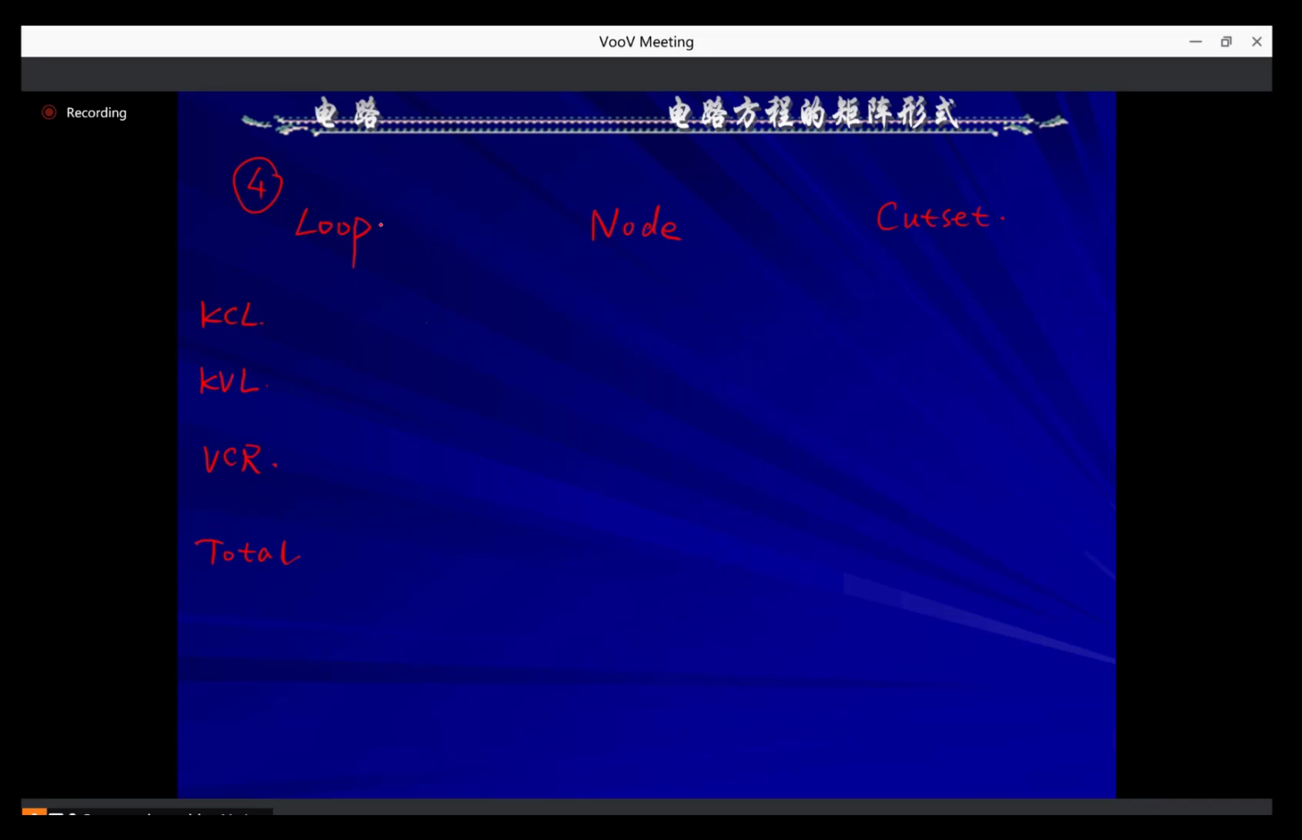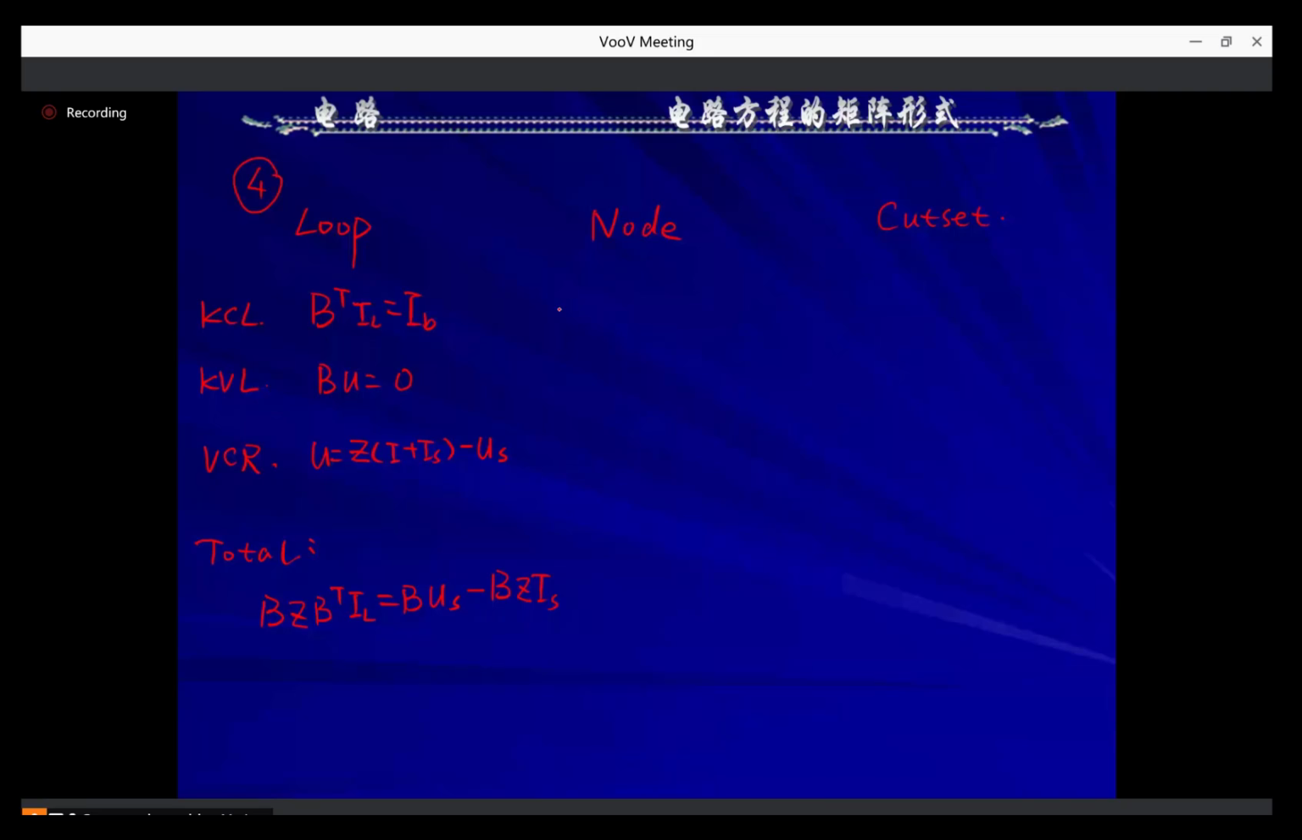For the loop current method, the KCL is B transpose IL equal to I, B. The KVL is B U equal to 0. The VCR is to use the current to express voltage, U equal to Z I plus IS minus US. The total function is B Z B transpose IL equal to B US minus B Z IS.